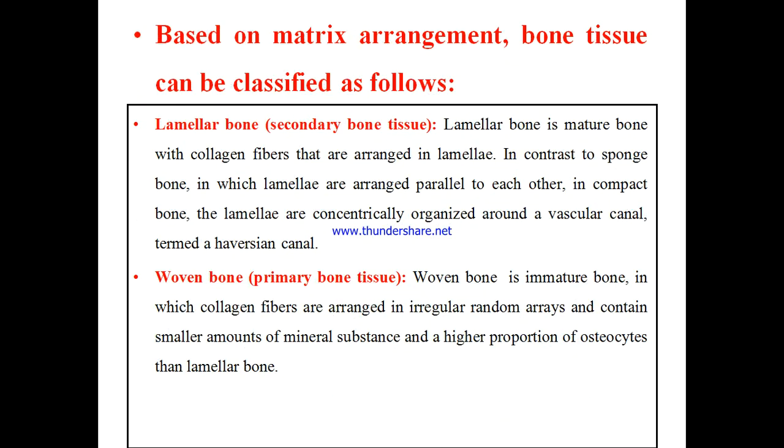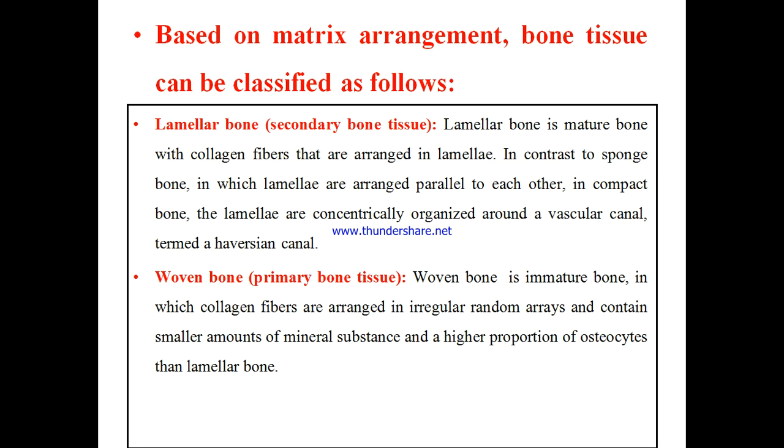Now, classified bone based on matrix arrangements into lamellar bone and woven bone. Lamellar bone or secondary bone is mature bone with collagen fibers that are arranged in lamellae, in contrast to sponge bone, in which lamellae are arranged parallel to each other. In compact bone, the lamellae are concentrically arranged around a vascular canal termed Haversian canal.